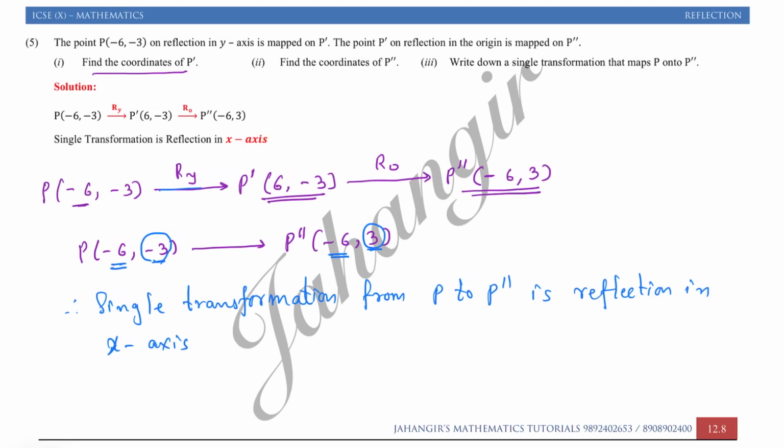And obviously if you will see, the first reflection is reflection in the y-axis followed by the reflection in origin. So first, the point (-6, -3) is the point over here, because x is negative, y is negative. If you are reflecting in the y-axis, it will come to this point, and then if you are reflecting in origin, it will come to this point. So this is P double dash, and this is P dash. So P to P double dash is the reflection in the x-axis. See this here, we have the mirror image.